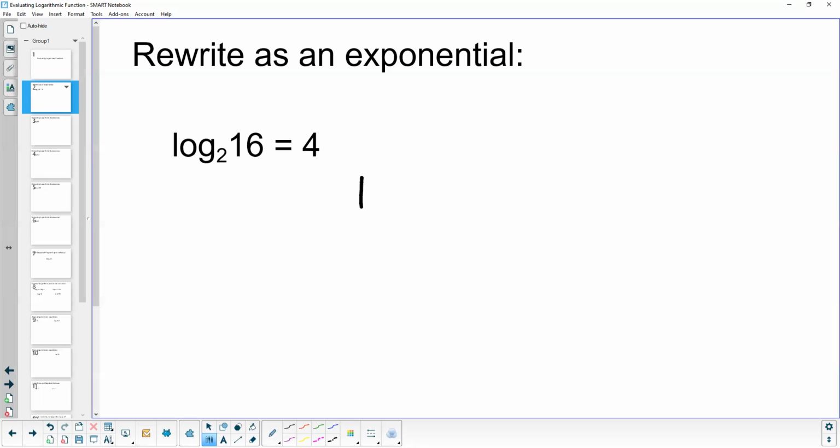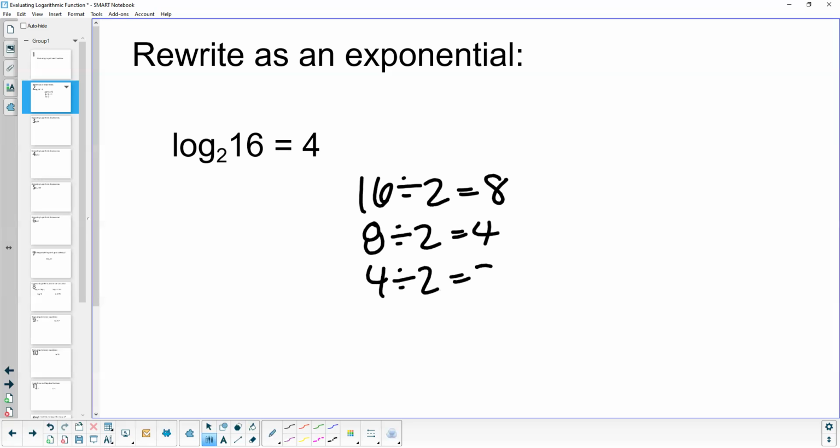So again, we went 16 divided by 2 is 8, 8 divided by 2 is 4, 4 divided by 2 is 2, and 2 divided by 2 is 1. Because it took 4 steps here, we know it's going to equal 4. Now, what happens if they don't tell us what it equals? Well, that's what we're going to look for here.